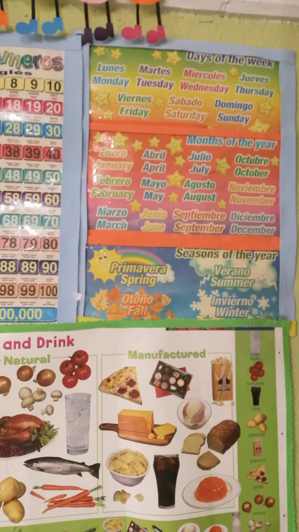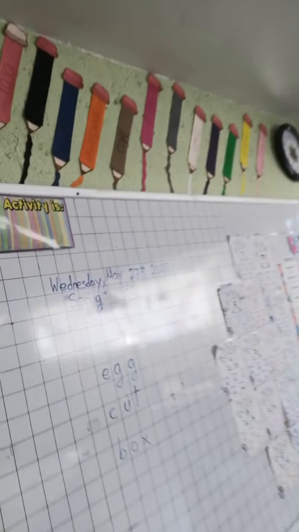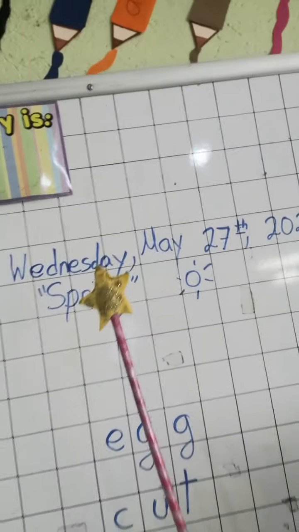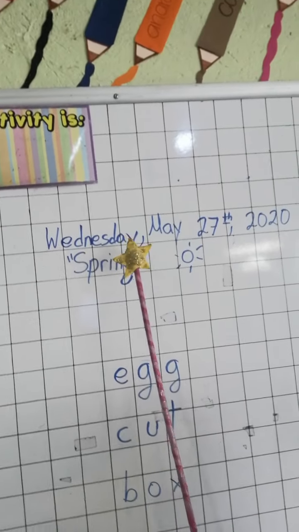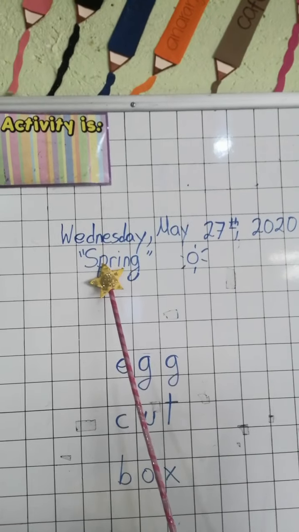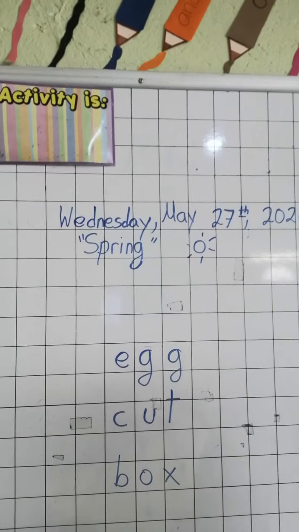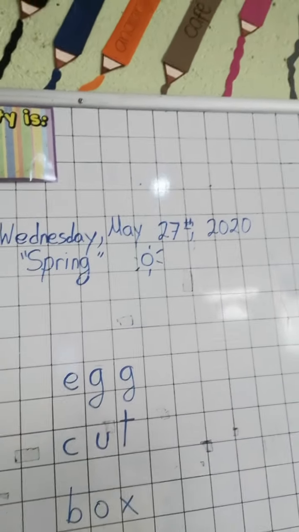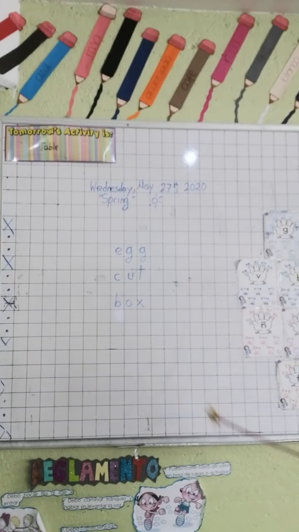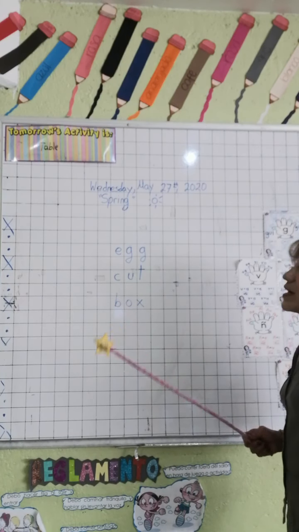So, I already wrote the date on the board. You can see here that today is Wednesday. We have here Wednesday, May 27, 2020. It's spring and it's a sunny day. Okay, kids. We are going to approach here because here we have the 3 new words for the spelling bee.